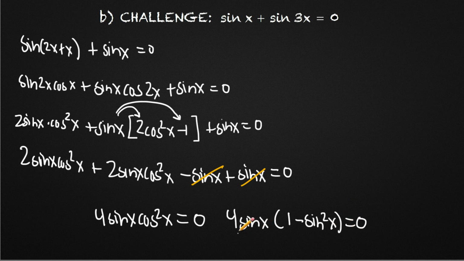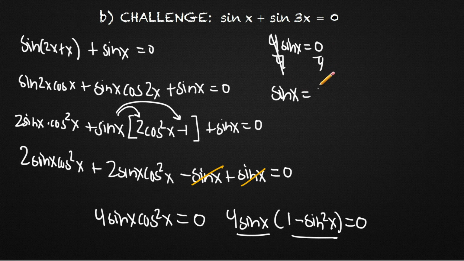So now I'm going to set both of these equal to 0. So let's continue up here. 4 sine of x equals 0. Divide by 4, divide by 4. So I'm looking for the angles on the unit circle where the sine is 0, or the y value is 0. So that's going to be 0 and 180. So those are two of our solutions right there.